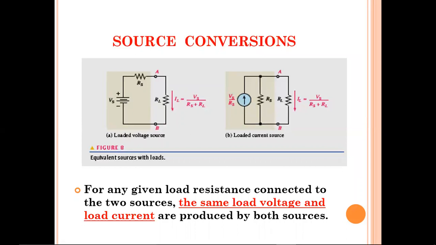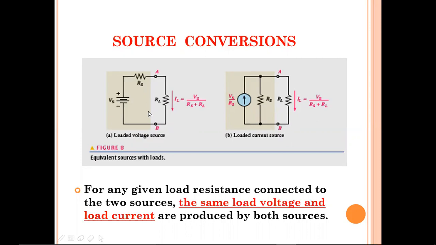For any given load resistance connected to the two sources, the same load voltage and load current are produced by both sources. That's what I said in our previous slide. Whatever the conversions from the voltage source to the current source, the reason I am repeating this important point so many times is that some students make mistakes after the conversions. They change all the values of the resistance and RL.